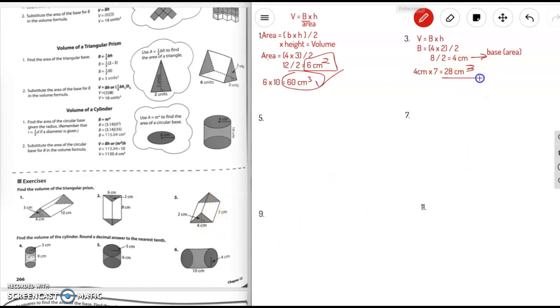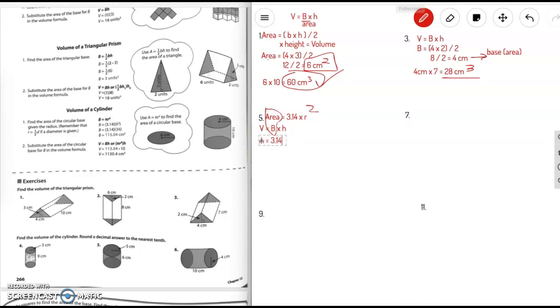Hope that makes sense. Now let's look at a cylinder. Same thing, except this time we're going to find the area of a circle, right? Because we have a circle base, not a triangle base. So as a review, the area of a circle, it tells us here, is pi times radius squared. So everything we learned just comes back, right? So let's do that. So remember, volume is still base times height. Base is the area, okay? Basically.